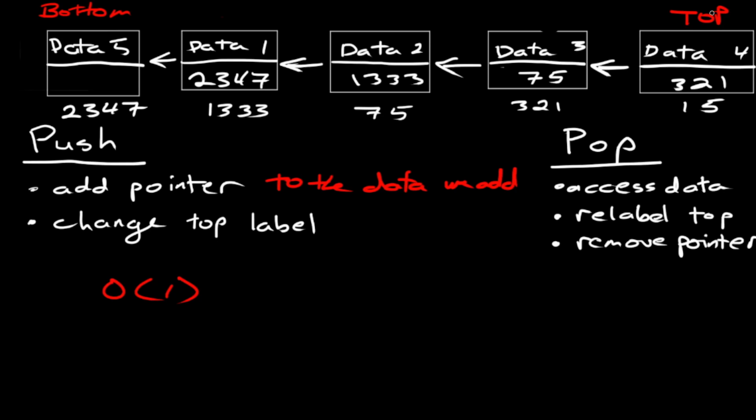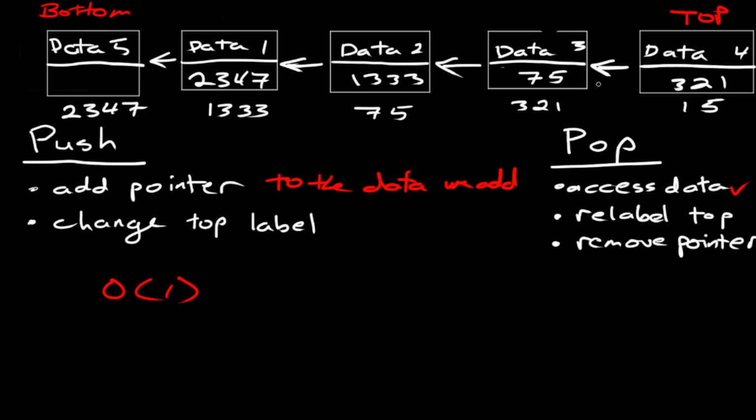Now let's talk about how popping looks. So let's say I want to get rid of this top piece of data and reinstate data number 3 as our new top. So we start by accessing the data. That's fine. That occurs in big O of 1 time. Then how do we relabel the top? Well, instead of having to traverse through all of our data, we immediately have a pointer to the second piece of data, right? Our pointer right here is telling us that our data is right here. And so we can always immediately access our second piece of data just by calling the top's pointer.